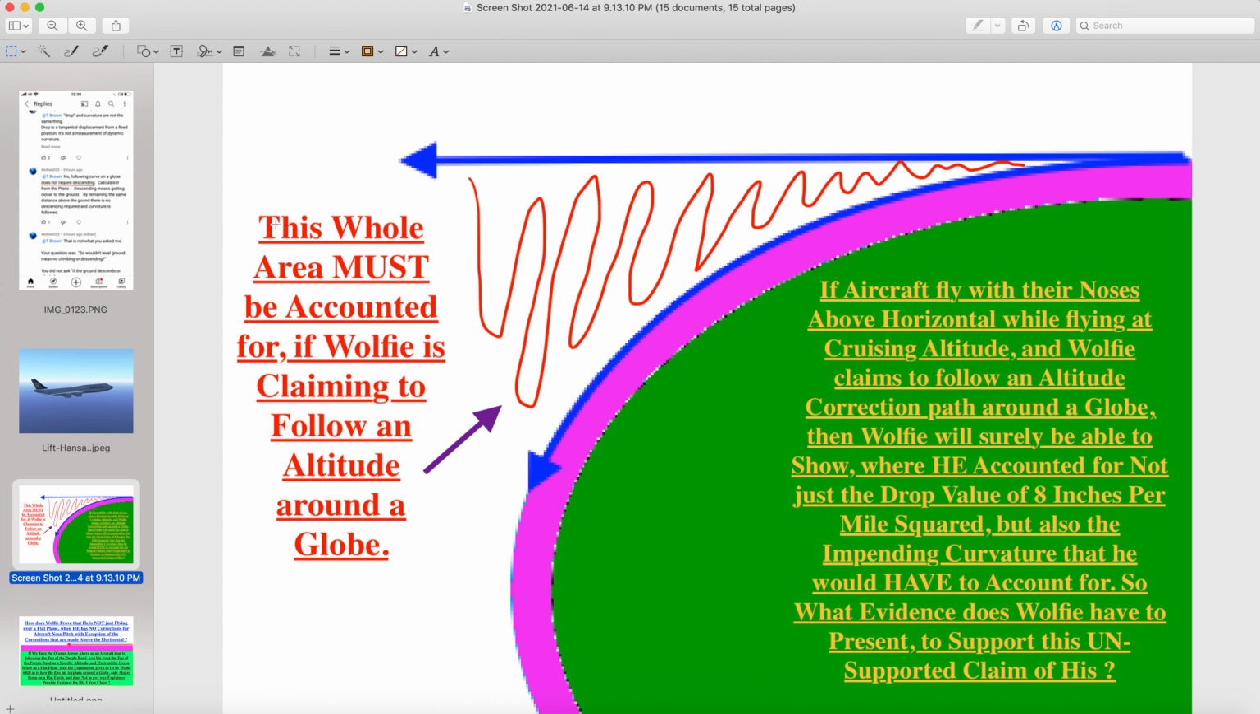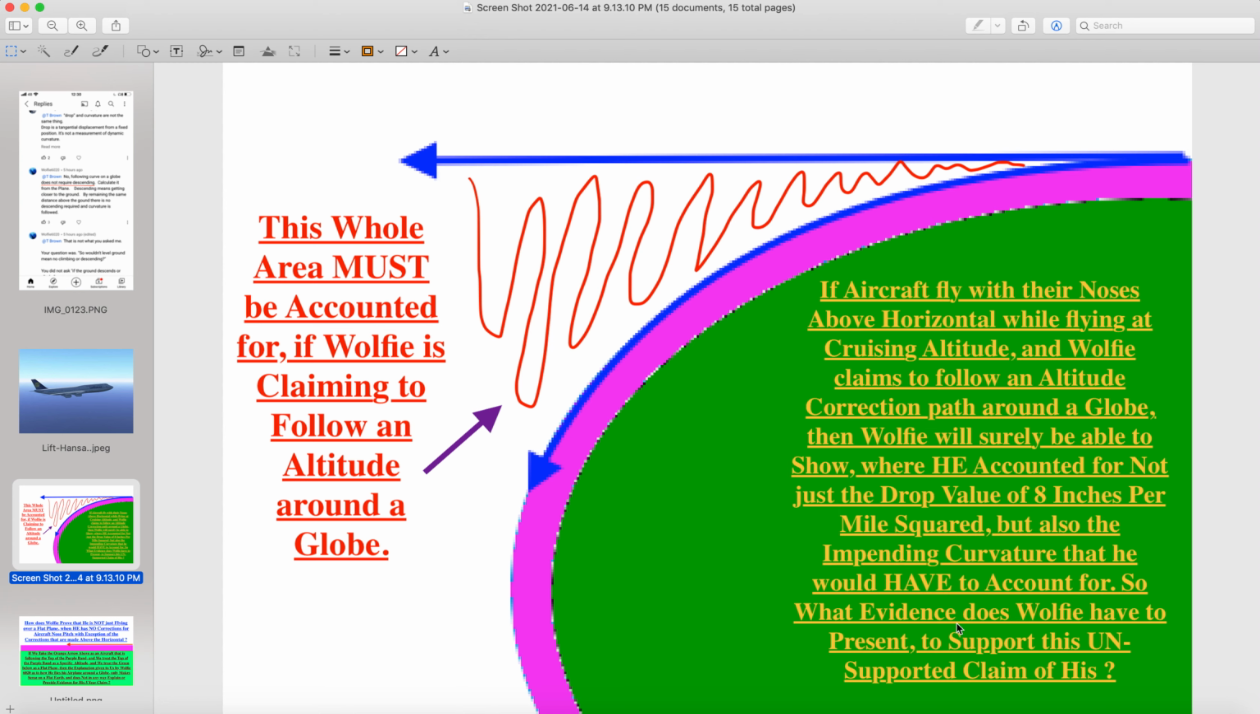Okay, this whole area here must be accounted for if Wolfie is claiming to follow an altitude around the globe. If aircraft fly with their noses above horizontal at cruising altitude, and Wolfie claims to follow an altitude correction path around the globe, then Wolfie will surely be able to show where he accounted for not just the drop value of 8 inches per mile squared, but also the impending curvature that he would have to account for.